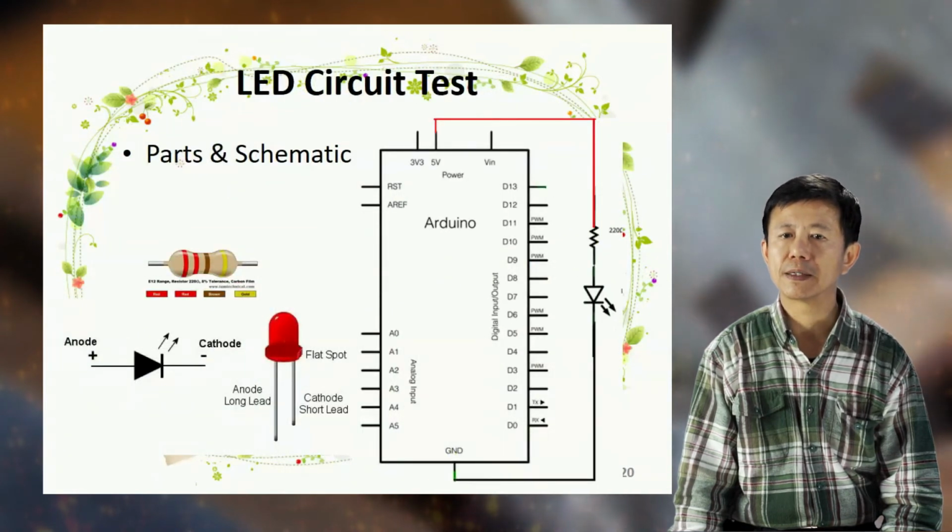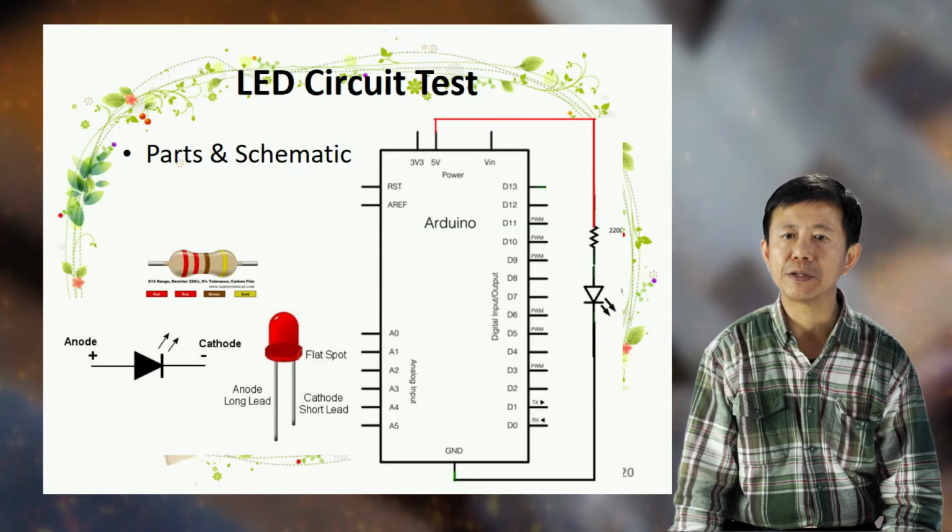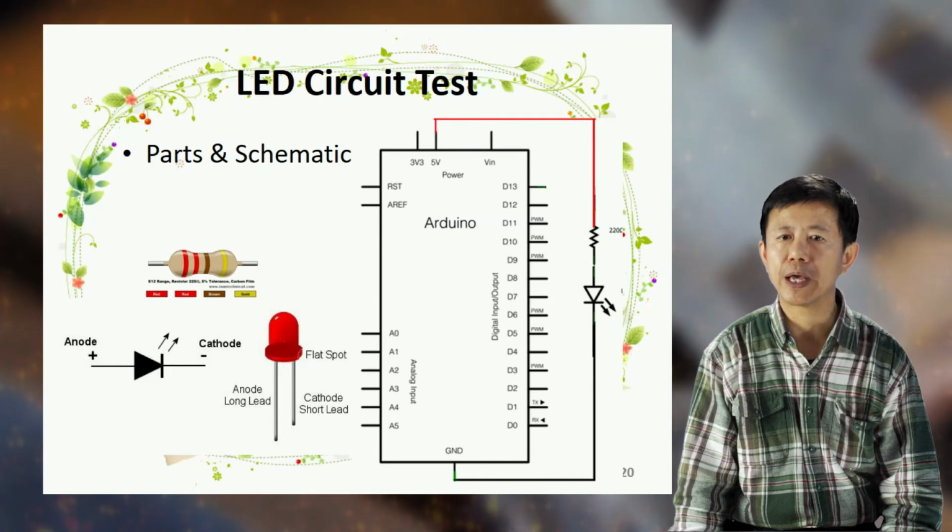In step 1, the LED circuit test. A 220 ohm resistor and a red LED are used. The color code of a common 220 ohm resistor is red, red, brown, gold. Note the long lead of an LED is the anode and the short lead is the cathode.